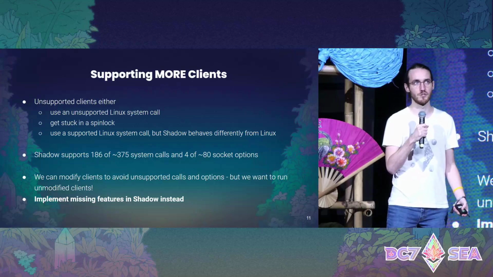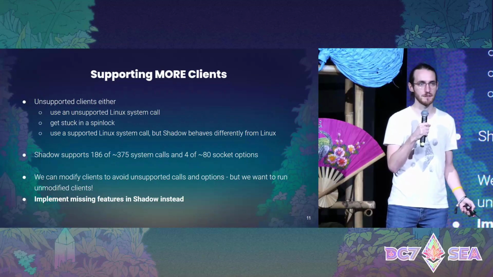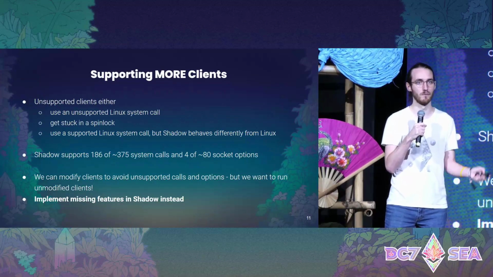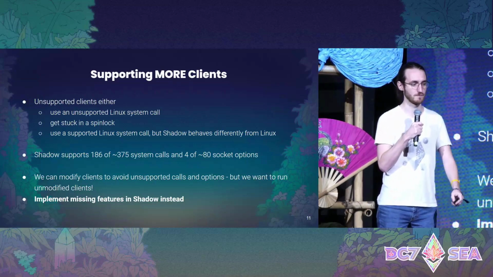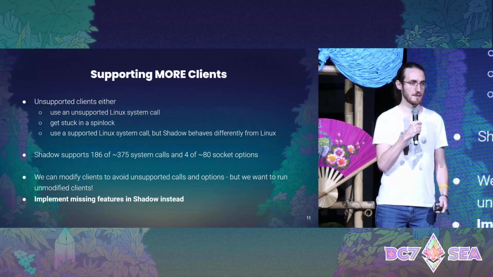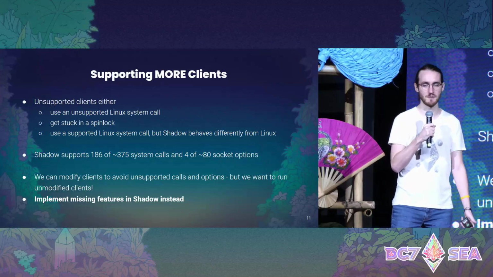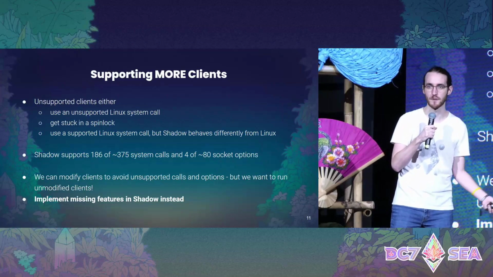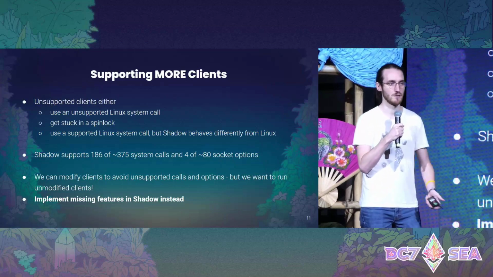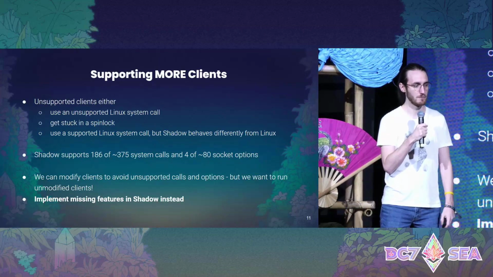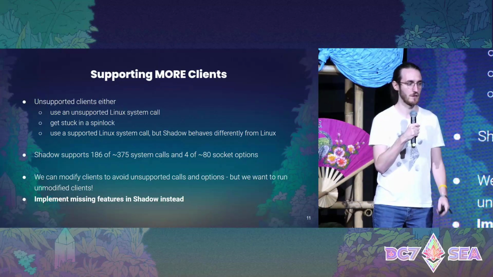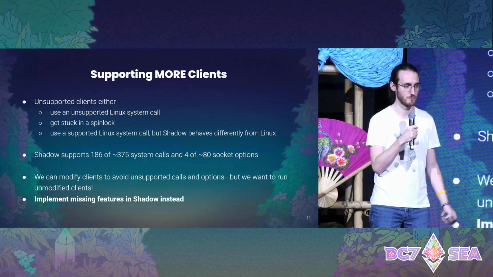We could also just modify the clients that are running in the simulation to avoid those system calls, or not set this socket option. But that is also not nice, because we don't want to maintain forks of clients indefinitely to support them in Shadow. So we have to implement these missing features in Shadow instead, which will take some time.